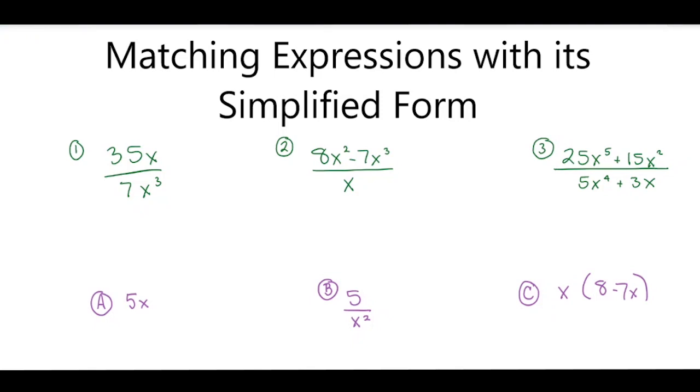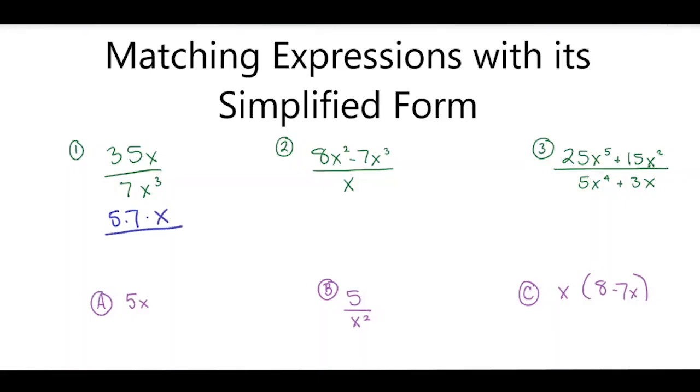Alright, with number 1, I have 35x over 7x to the third. Well, 35 is 5 times 7, and then it's also times x there on top. And on the bottom, I have 7 times x times x times x, because it's x to the third. Now, I look for the things in my fraction that I can cancel out, and I see that I have a 7 and a 7, and I have an x that cancels with that x. So what that means is I am left with a 5 on top and x times x on the bottom, which is x squared. Okay?